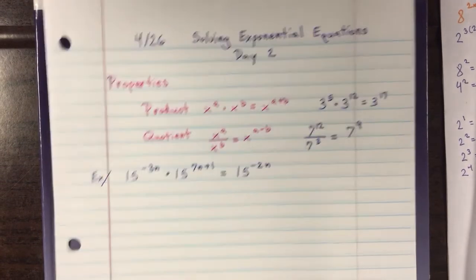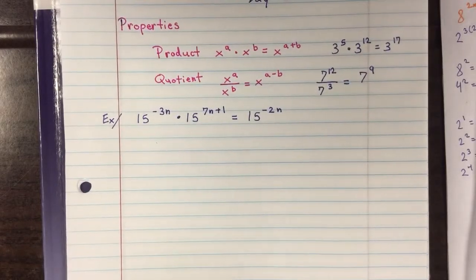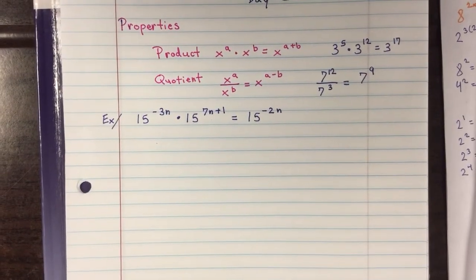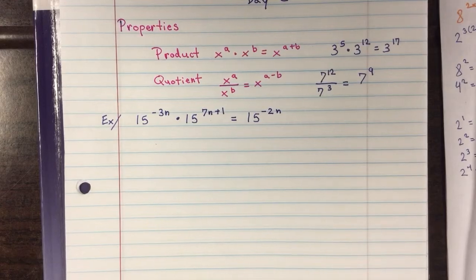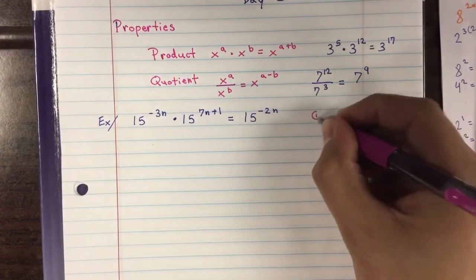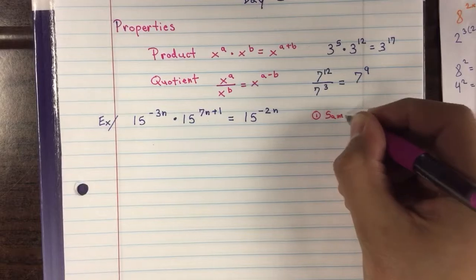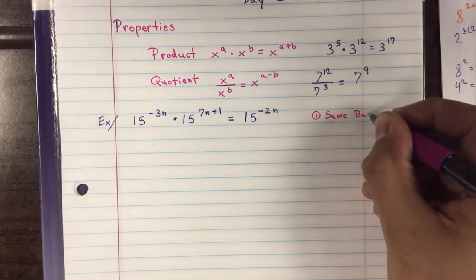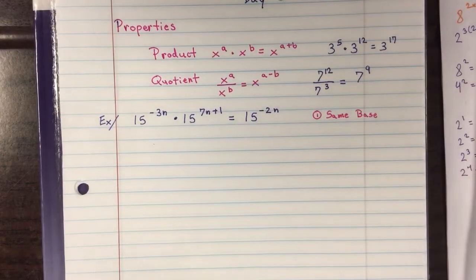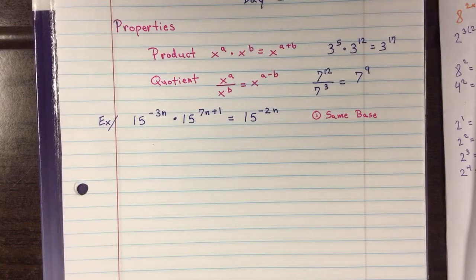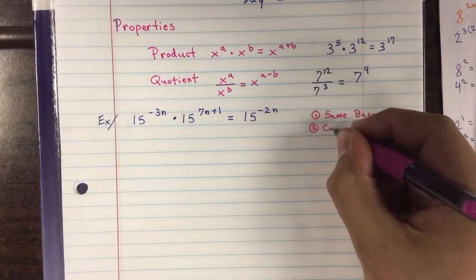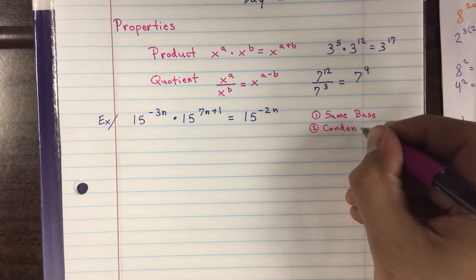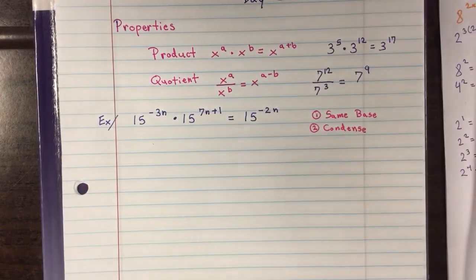So the new stuff, this first example. Yesterday we only had one expression on the left, one expression on the right. Now you're going to have two expressions on one side. What you need to do first is make sure that you have the same base throughout the equation. In this case, I made it easy because it's all 15. Every base is 15. So step 1 is done for you. Step number 2 is to condense using one of these two properties.